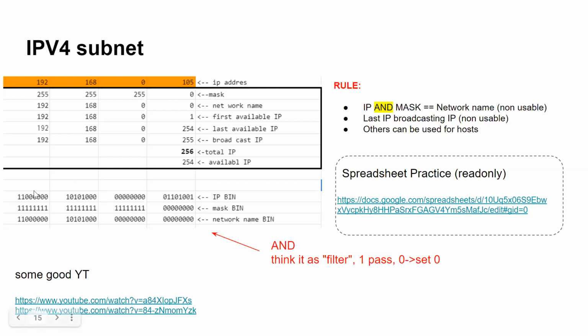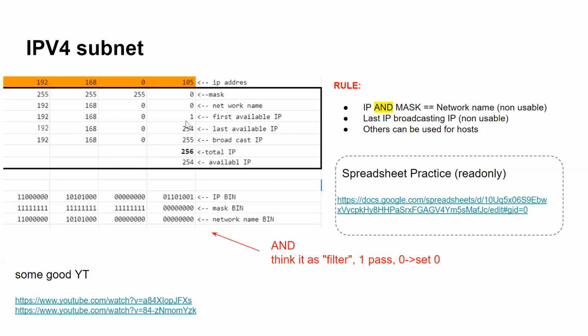Then we do the AND function. If these two are 1, you put 1, and if these two are also 1, you put 1. If one of them is 0, you put 0, and so on. You just do the AND function everywhere, and that will be your network name in binary. You can convert that to decimal, and you will get 192.168.0.0. So the first available IP will be 192.168.0.1.